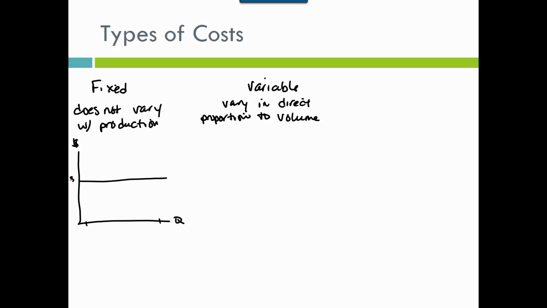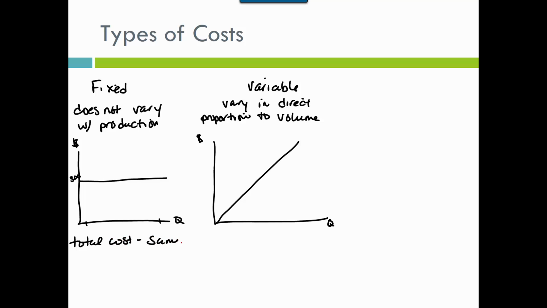Let's say this is $300. Whereas a variable cost looks like this. Here's my quantity, and here's my cost. It goes up like this in direct proportion. So if I don't produce anything, the cost is 0. The more I produce, the more the cost goes up. So the total cost stays the same across varying levels of production, whereas over here the total cost increases the more I produce.